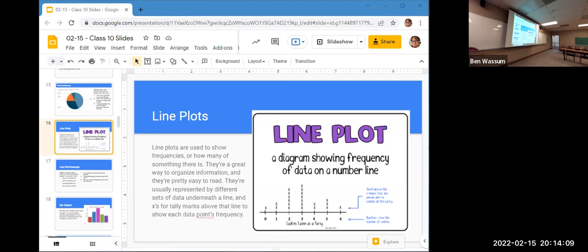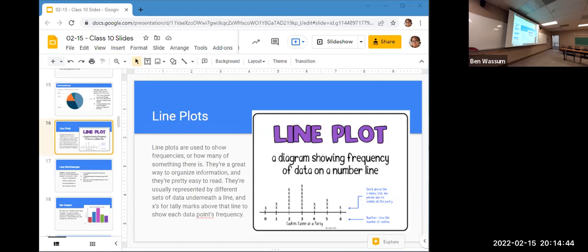So they're actually used to show frequencies or how many of something there is. They're a great way to organize information and they're pretty easy to read. They're usually represented by different sets of data underneath a line, and then X's for tally marks above that line to show each data point's frequency. I was looking into these last night. I also found several examples of these where people just drew dots. Some of them had different colored dots. I have no idea why.